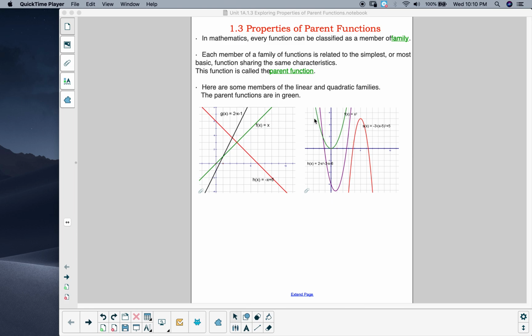You have also seen the quadratic function. So that's the basic quadratic function, which is f of x equals x squared. But you also have variations of it, like this purple one here, which is h of x equals 2x squared minus 3x minus 6. And then this red one here, which is also a different function, another variation. So these two functions are members of the parent family of functions, which is f of x equals x squared. And here, g of x and h of x are members of the parent family of functions, which is represented by f of x equals x.